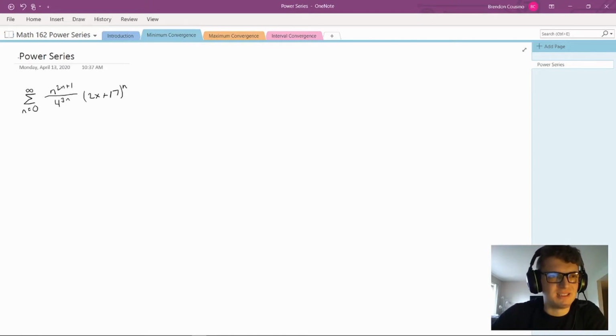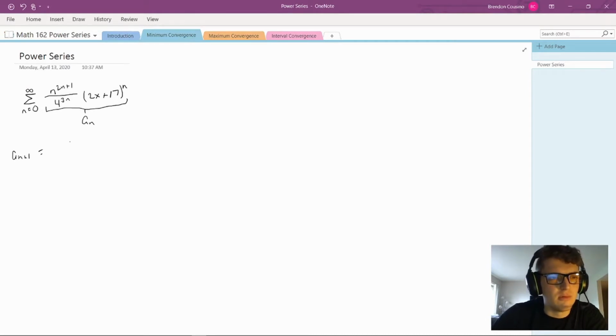Alright, let's jump right into this power series example. What we're going to do is run the ratio test on this power series, and use the criteria for the ratio test to see what values of x make it converge. The first thing for the ratio test is to identify my a of n term. So this is my a of n term. And then I'm going to write out my a of n plus 1 term.